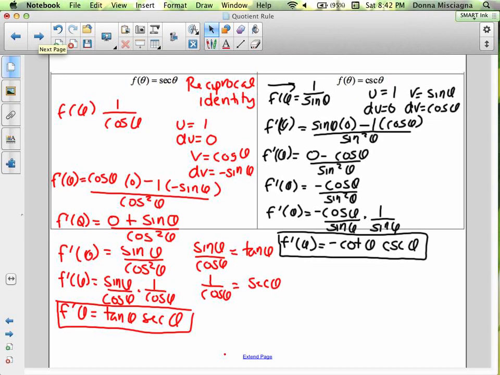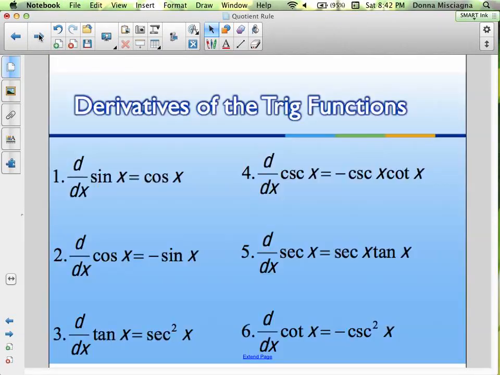Let's take a look at them all together. Make sure you have this in your notes. Make sure you know how it's derived. All right? And if you need to, pause. All right, so the derivatives of the trig functions. Derivative of sine x is cosine x. Derivative of cosine x is negative sine x. Derivative of tangent x is secant squared x. Derivative of cotangent x is negative cosecant squared x. And then we did derivative of secant x was secant x tangent x. And derivative of cosecant x is negative cosecant x cotangent x.